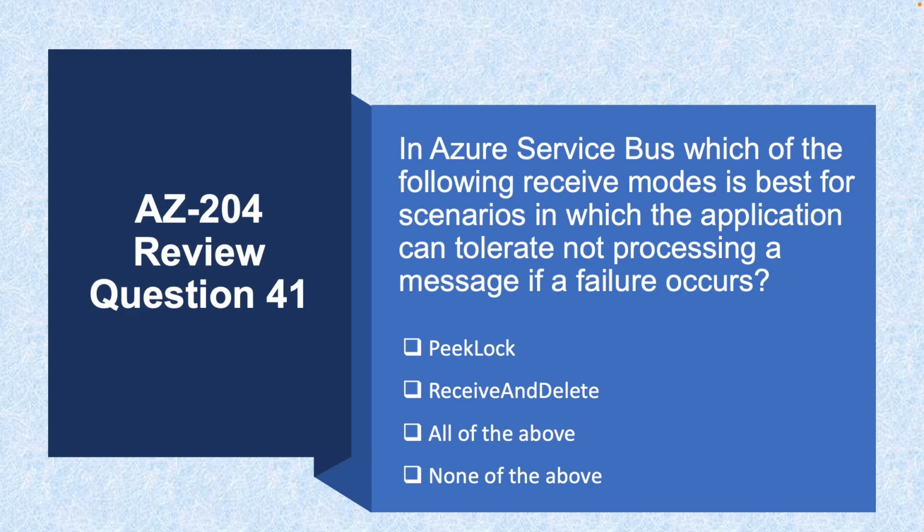Question number 41. In Azure Service Bus, which of the following receive modes is best for a scenario in which the application can tolerate not processing a message if a failure occurs? The correct answer is receive and delete. Receive and delete mode is the simplest model and works best for scenarios in which the application can tolerate not processing a message if a failure occurs.